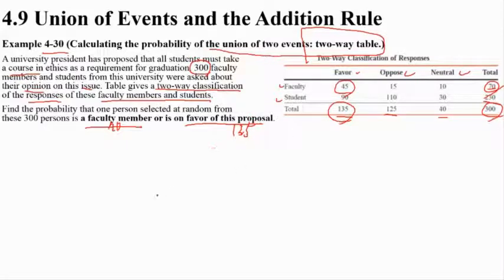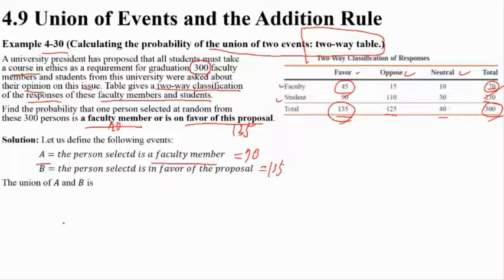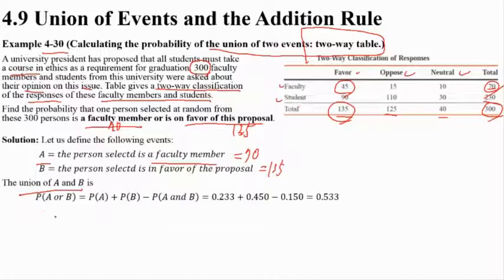Don't count twice. Alright, so setup. Define each event, right? First A, faculty member, which is 70, right? And B, proposer in favor, which is 35. So we're looking for the union of A and B. How it looks like here, and we subtract the common intersection part, this part.